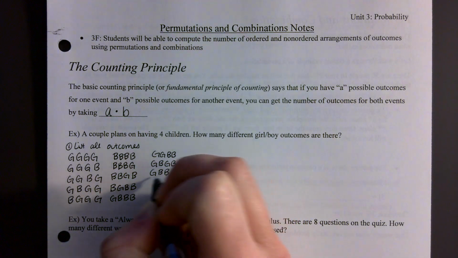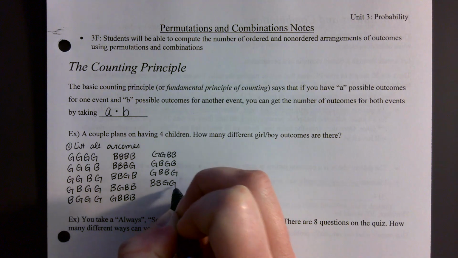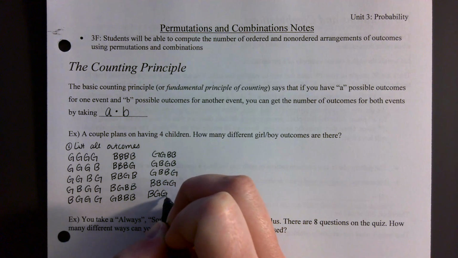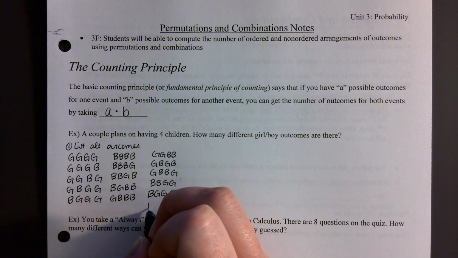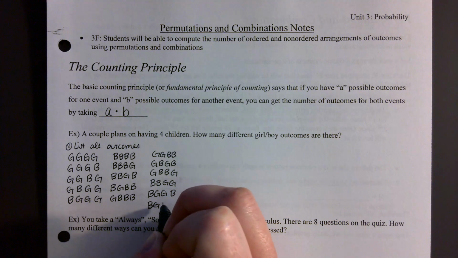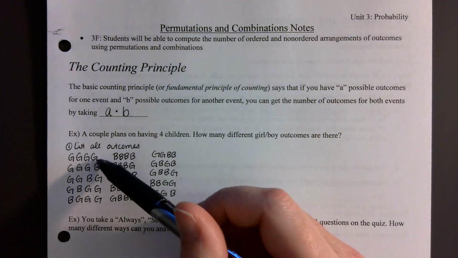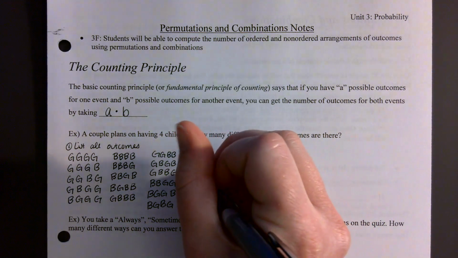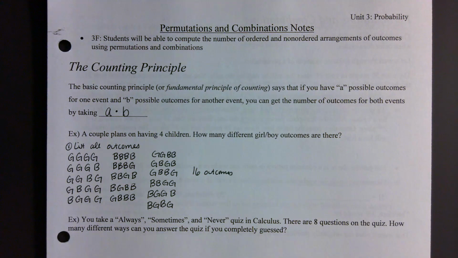So these are all the combinations. You have 2 boys back to back, 2 girls back to back. You could have a boy, a girl, a boy. Do we have boy, girl? Yes. So there are a total of 1, 2, 3, 4, 5, 6, 7, 8, 9, 10... 16 different outcomes. Awesome. 16 outcomes for the different boy-girl outcomes.